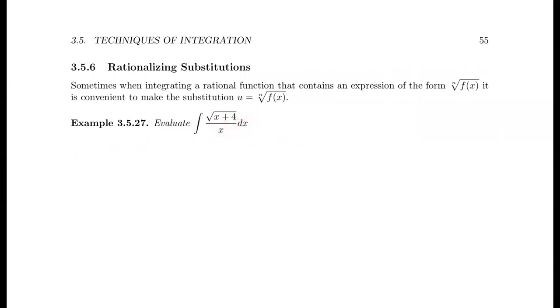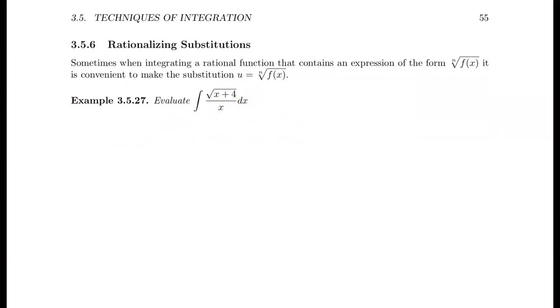So according to this definition, we're going to let u be the function under the square root. So let u be the square root of x plus 4. That means u squared is going to be x plus 4, and that also means that x is going to be u squared minus 4.